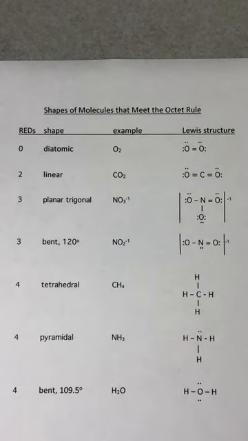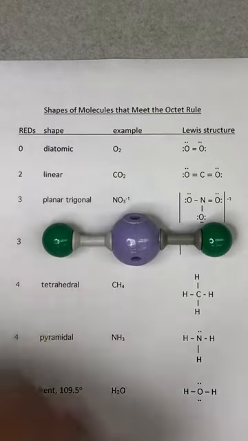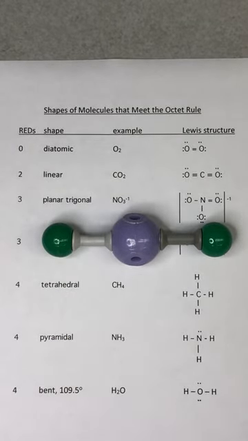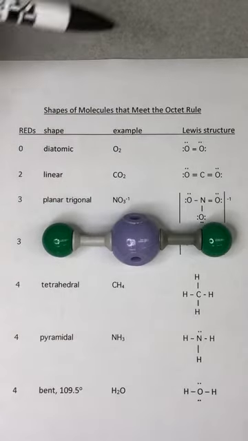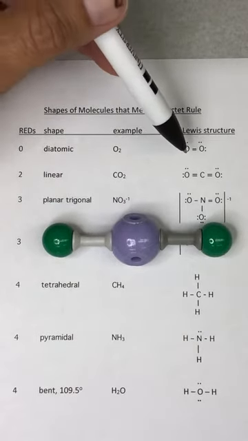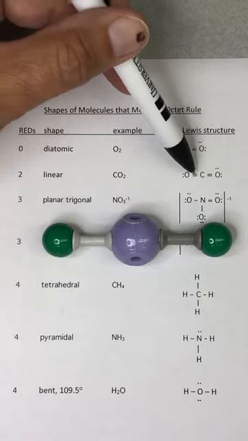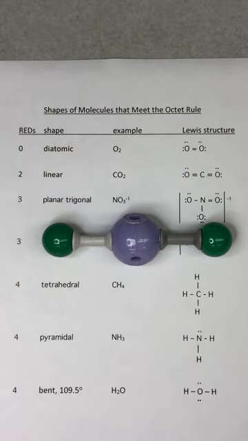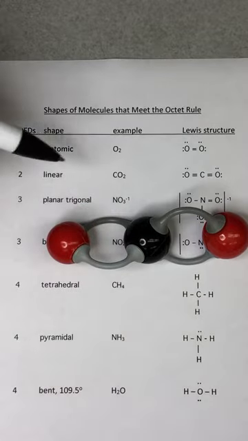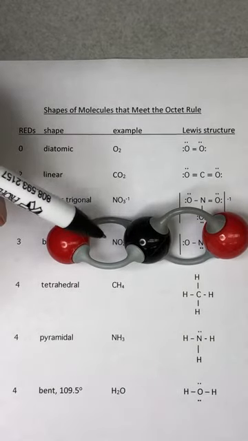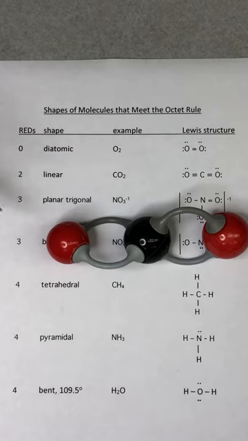So if we look at the next one, linear, or sometimes called linear triatomic, there's two regions of electron density. As shown in the Lewis structure for carbon dioxide, these are both double bonds. So if I get a model that's a little bit more descriptive, I have the central atom, two regions of electron density. In this case, the outer atoms do not have their non-bonding electron pairs on them.